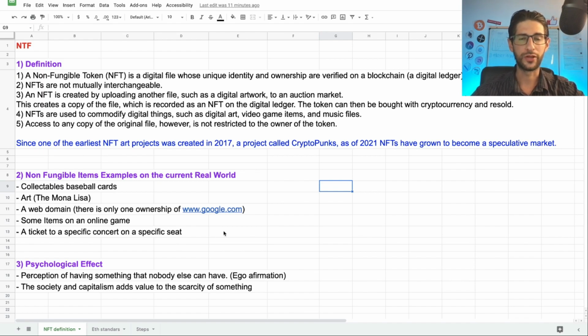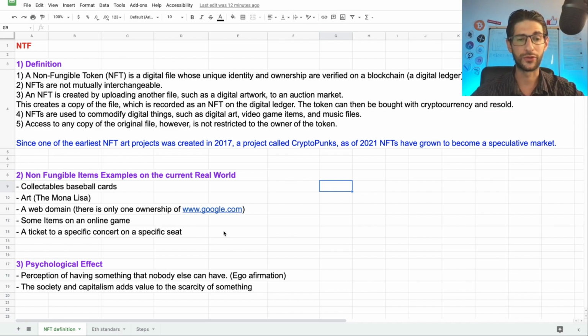And third, we need to understand the psychological effect that NFTs have, and that's one of the reasons for the hype right now. The first thing is the perception of having something that nobody else can have, and that is an ego affirmation. You will feel better about yourself having a physical item or even a digital item that nobody else can have ownership of.